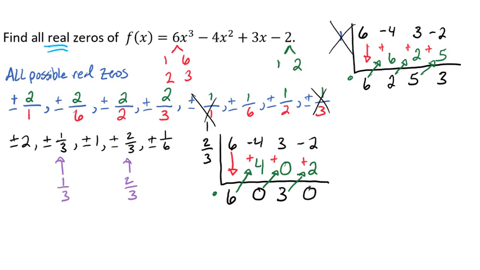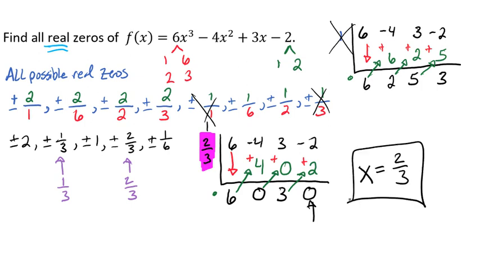So we kind of lucked out. We see that we've got a 0 there, which means that this 2/3 is our solution. That is the 0 of our polynomial function. So we can say x equals 2/3 is a solution. And we saw on the graph that we only had one positive, so we know that 2/3 is our answer.